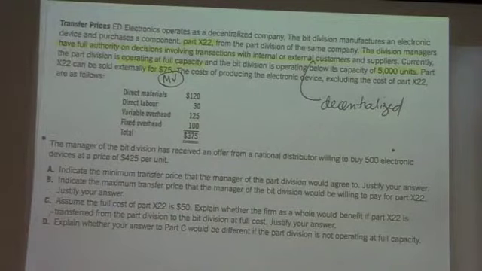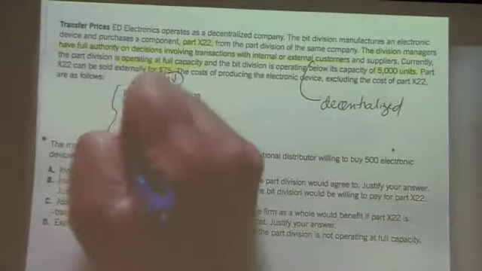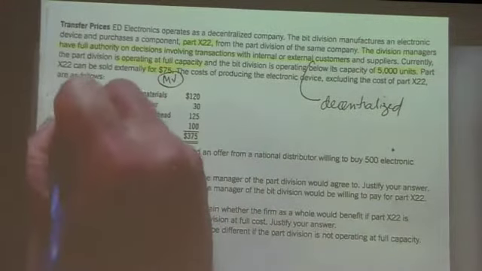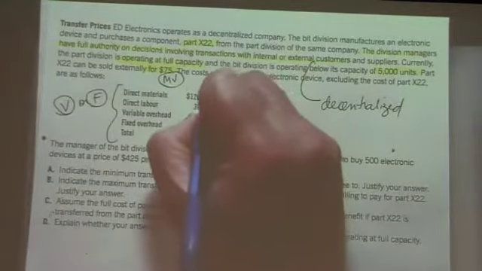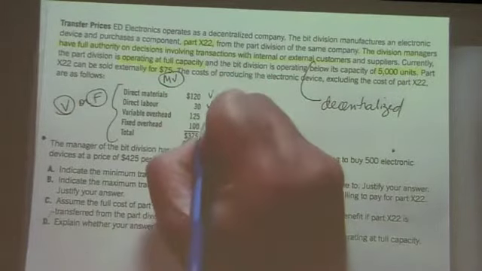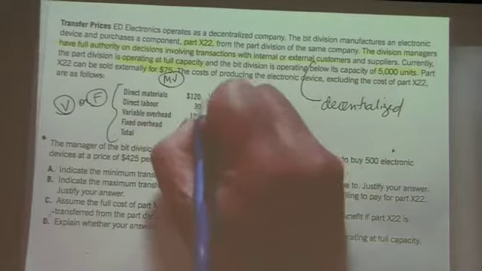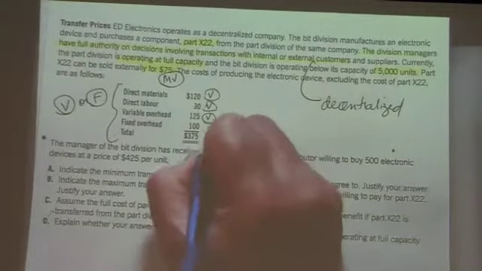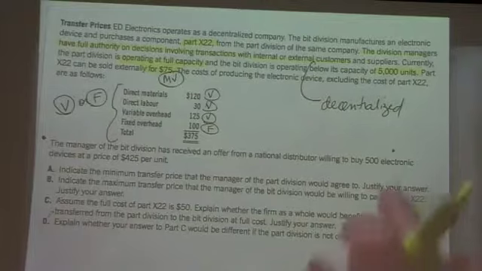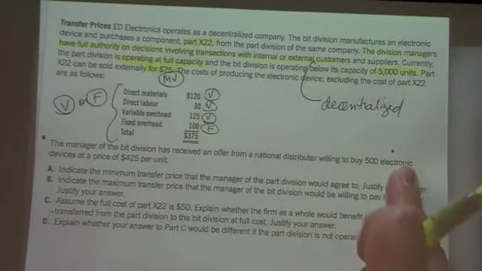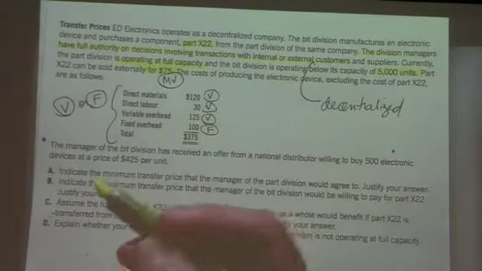And notice how the information is given to you. Of course, we need to know what is variable and what is fixed. So obviously, this is variable, variable, variable cost. And of course, this is fixed cost. Now, the manager of the bit division has received an offer from a national distributor willing to buy 500 electronic devices at $425.